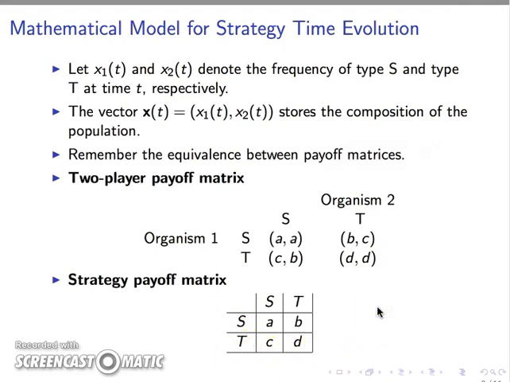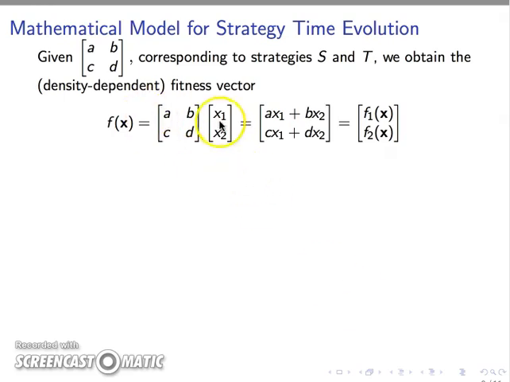So once we do the translation, we are going to consider that vector that has the frequencies of individuals with one type and another type, and we're going to do a matrix vector multiplication. We take this 2x2 matrix multiplied by that vector, and that's going to give us a vector. The first entry results from multiplying this row times that column, and so that gives us this entry here, ax1 plus bx2, and then we multiply the second row times that column, and we get the second entry.